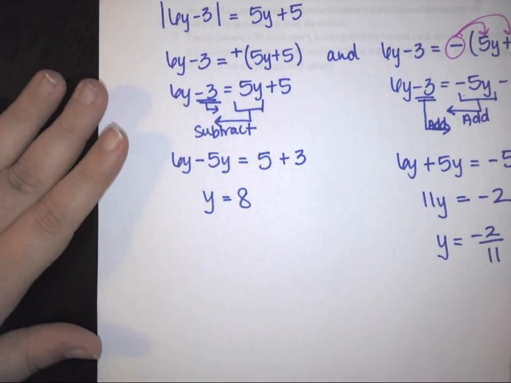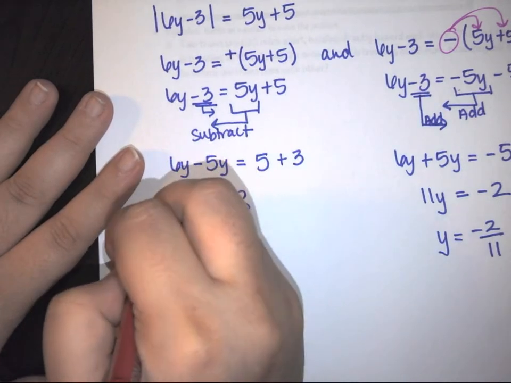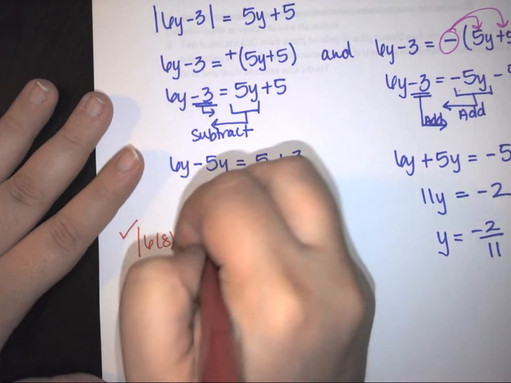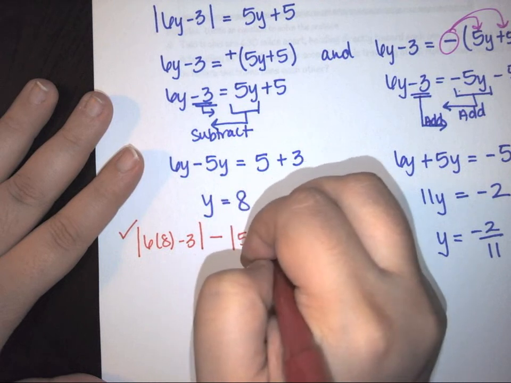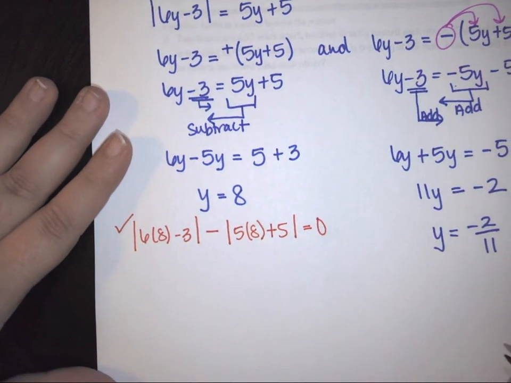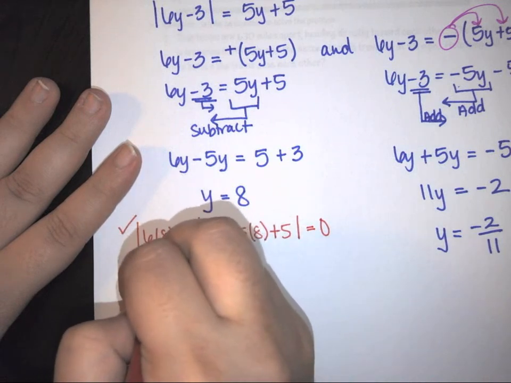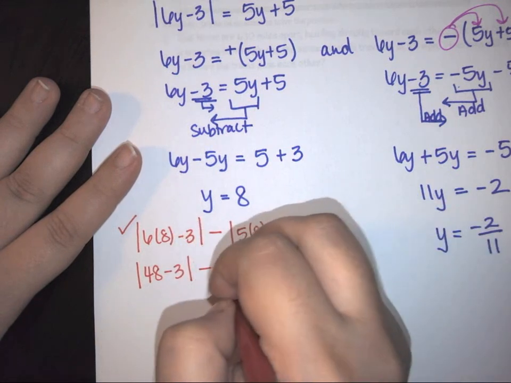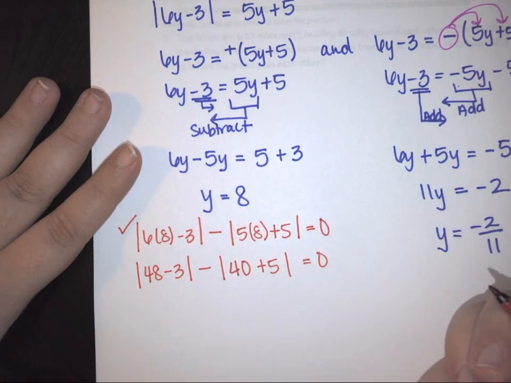First I need to check if y equals 8. So I have the absolute value of 6 times 8 minus 3. I have to subtract the absolute value of 5 times 8 plus 5, and this should give me 0 as a result. So again, I need to simplify. 6 times 8 is 48 minus 3. And then I have 5 times 8 is 40 plus 5 equals 0.